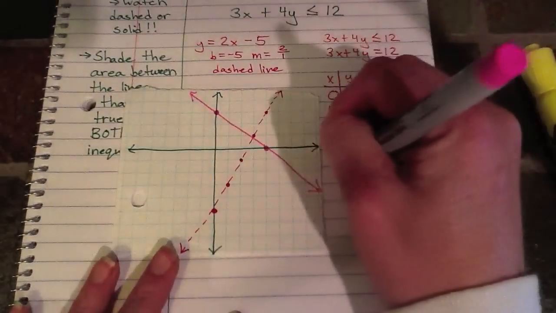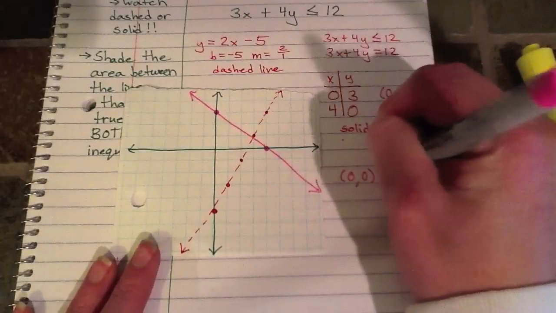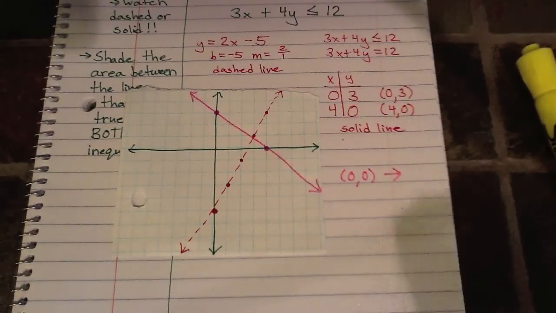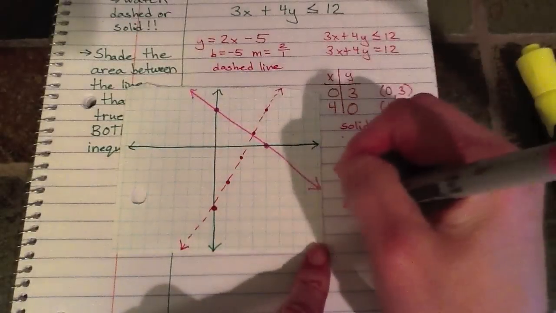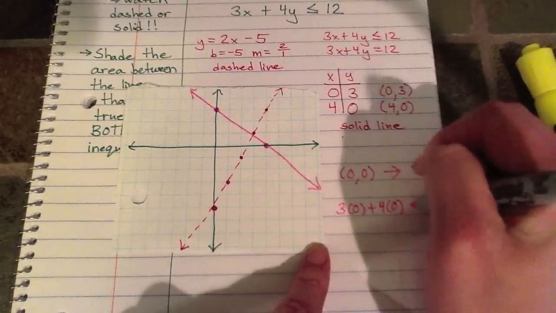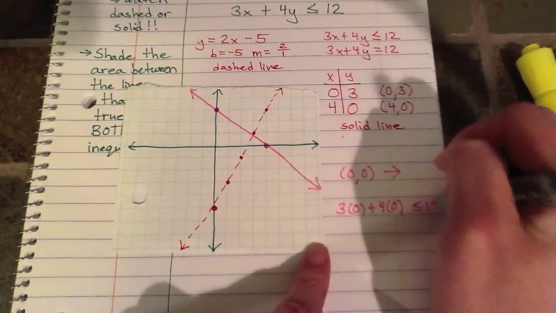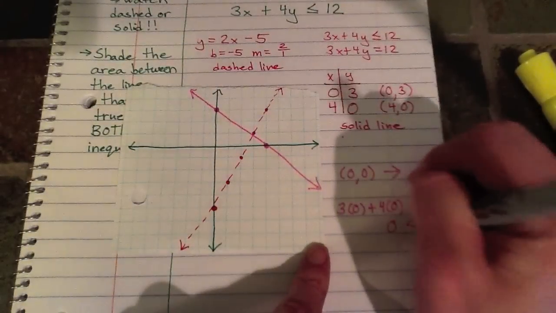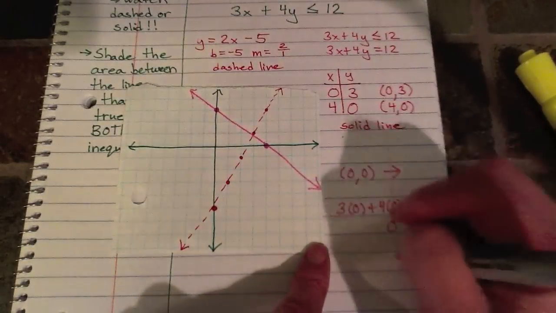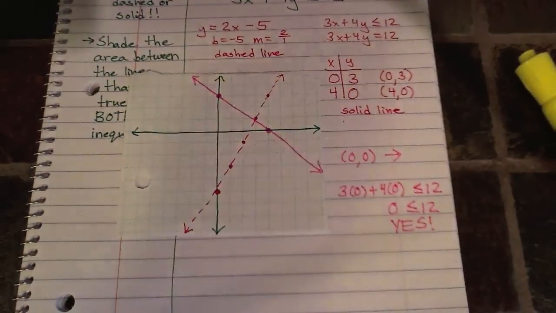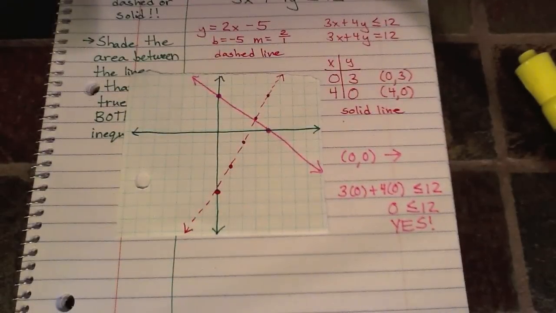So we're going to use the point 0, 0, and we're going to try it in both. So first, let's try it in the 3x plus 4y. So 3 times 0 plus 4 times 0 is less than or equal to 12. This becomes 0 and this becomes 0. Is 0 less than or equal to 12? Yes. Okay, so because it's true for the first one, now I have to go try it in the second one. It has to be true for both.